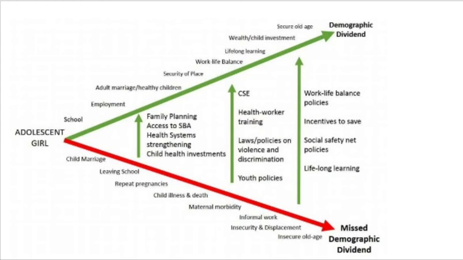So this slide here specifically looks at girls and female education, and it talks about a demographic dividend. We can see that the top green line is a demographic dividend and the bottom red line is a missed demographic dividend. What this is suggesting is that just because you have a large working population, you could get the demographic dividend. However, this could be a missed opportunity.